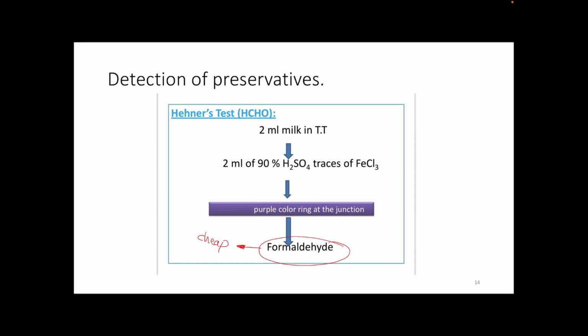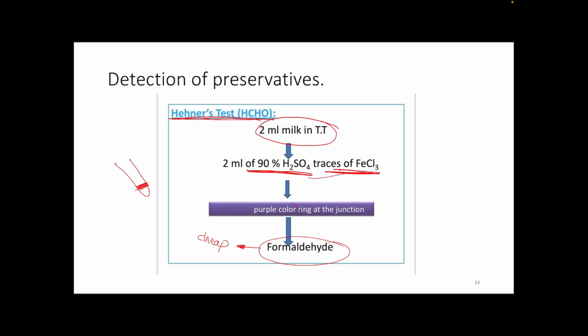So we must determine the presence of formaldehyde in milk samples by Hehner's test. We use 2 milliliters of milk in a test tube and slowly add a small amount of concentrated sulfuric acid together with ferric chloride. Of course, concentrated sulfuric acid will form a separate layer because it's heavier than the milk.